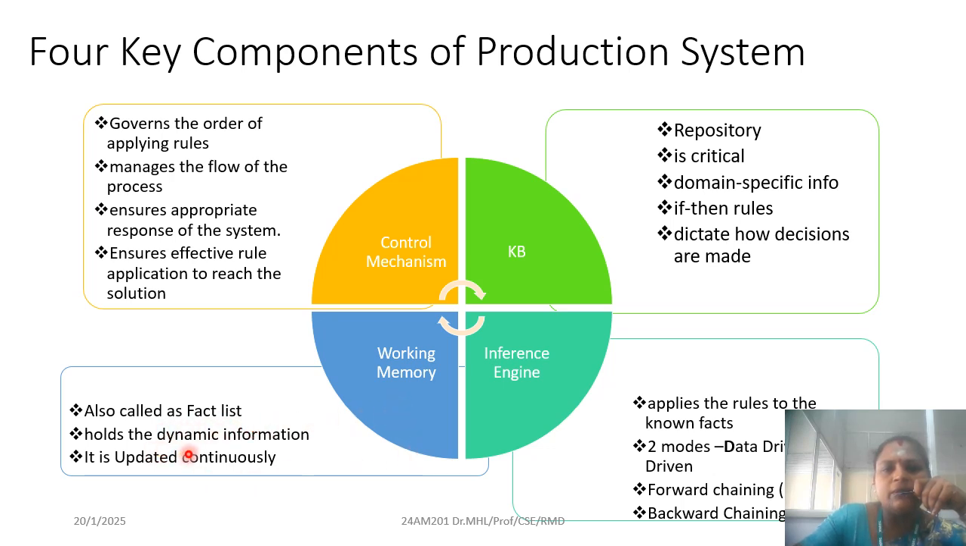Regarding the working memory, it is also called the fact list. It holds the dynamic information. Why do you call it dynamic? Because it is getting updated continuously. The final component, the control mechanism, governs the order in which you apply the rules. It will manage the flow of the process. It ensures an appropriate response of the system, and it ensures effective rule application to reach the solution.